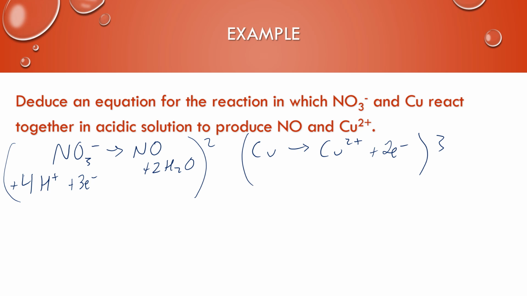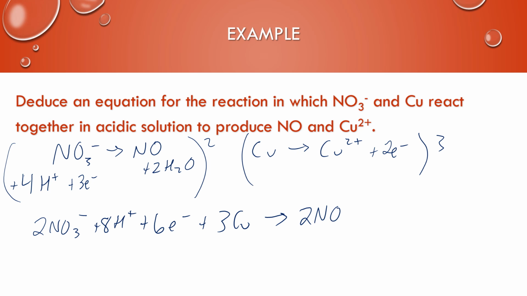And I'm going to go ahead and combine all of the reactants together at the same time. So 2 nitrates plus 8 hydrogens plus 6 electrons plus 3 coppers yields 2 NO plus 4 water plus 3 copper ions plus 6 electrons. And then you can cancel out anything that's the same on both sides. The only thing that cancels out here is the 6 electrons. And remember, the electrons will always cancel. And so there is my overall equation.